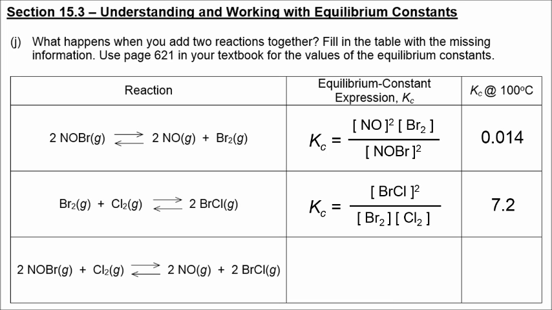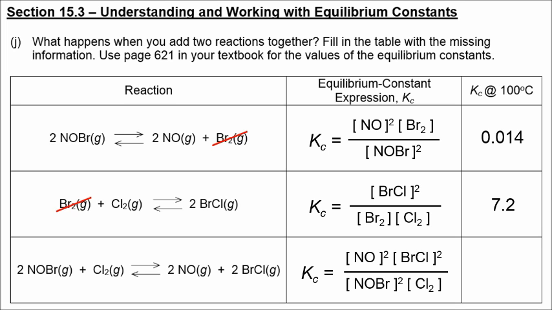So if you took the first 2 equations and you added them together, and you cross off the bromine on both sides, it would equal the 3rd equation. So NO concentration squared, times BrCl squared, divided by NOBr squared and Cl2. How do we manipulate these 2 equilibrium expressions to give us the equilibrium constant for this 3rd reaction? Well, hopefully you can see you would have to multiply those 2 values of K together, and the bromine would cancel out, and you would have 0.014 times 7.2, which works out to be 0.10.